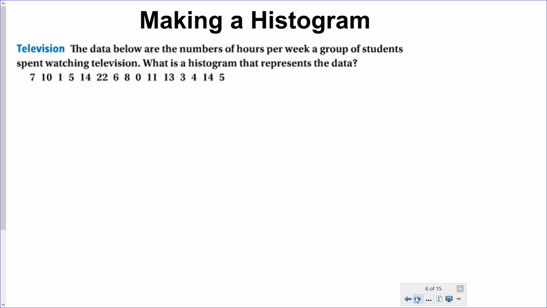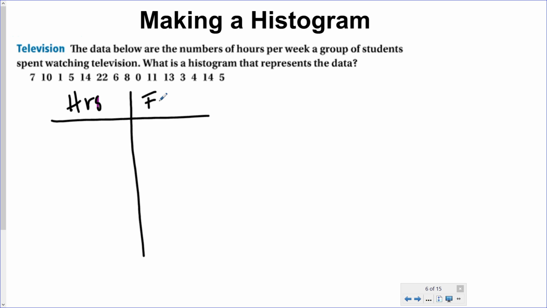So when I have data, I have to first make a frequency table. The data below tells me the hours per week a group of students spend watching TV. So I'm going to have my hours, and then I have my frequency. I want to figure out what my max and min are. So it looks like my minimum is 0, and my maximum is 22. So now I want to ask myself, okay, what do we want to go by?